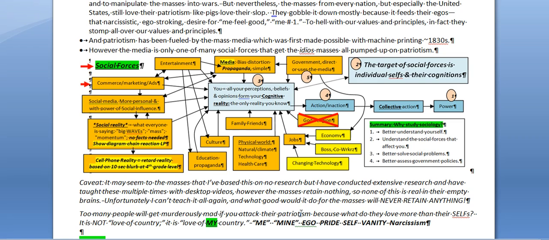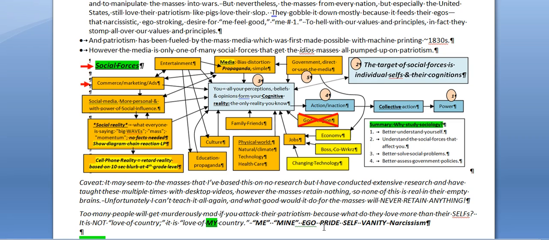So if you attack their patriotism, because what do they love more than themselves? People love nothing more than themselves. Number one, they love themselves. It's not love of country. It is love of my country. Plenty of other countries rated higher than the U.S. Why don't you love those countries? We're not the best country. We're the worst country when it comes to wars. But you love your country, and you think that all the wars are for freedom. How delusional is that?